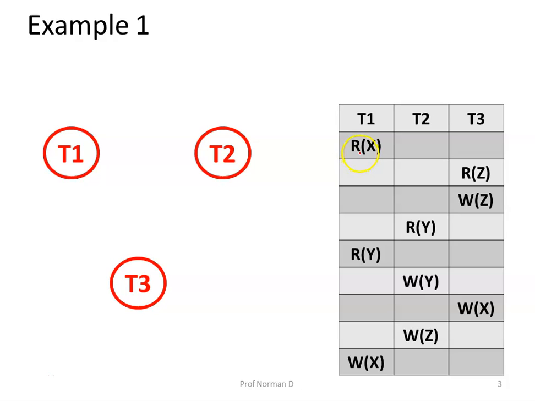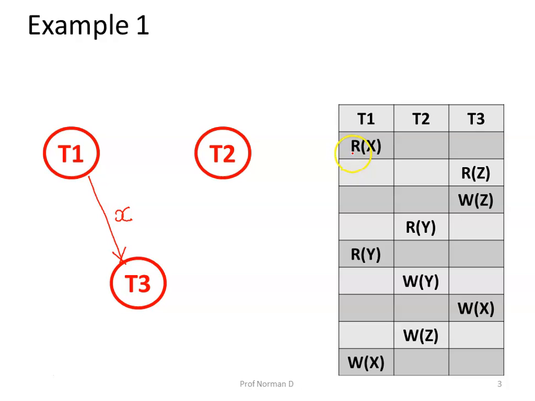Read data item X and read data item Z, no conflict. Write data item Z, no conflict. Write data item Y, no conflict. Write data item Y, no conflict. Write data item X, there is a conflict. So we'll add an edge from T1 to T3 on data item X.